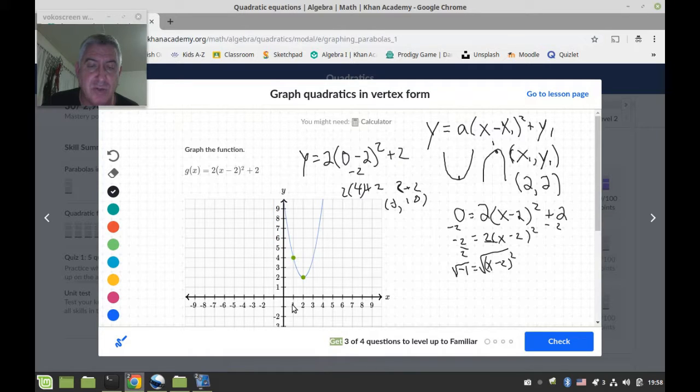We can find another easy one, and so I'm going to do x equals 1. Normally we'll try to find either the x-intercepts or the y-intercepts first. But you can see it doesn't always work. So we're going to set x equal to 1. 2 times 1 minus 2 squared plus 2. And so here I have negative 1. Negative 1 squared is 1. 2 times 1 plus 2, and that is equal to 4. So the one point that I can find pretty easily is 1, 4 there. Okay.